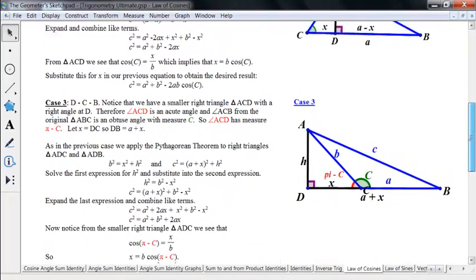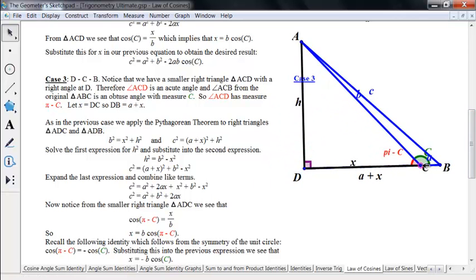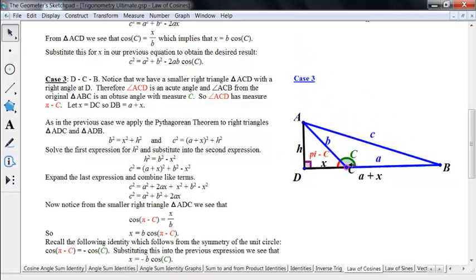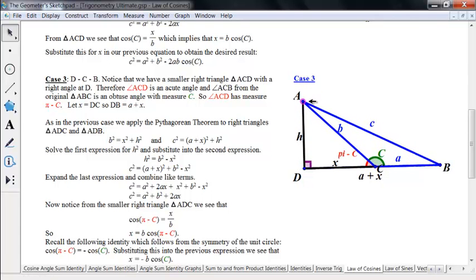Okay, now let's look at the next case. The next case is when we have point D out here. So C is actually between D and B, and we have this situation here. That's going to make angle C an obtuse angle. Angle at D is a right angle. And so this red angle you see here, angle ACD, is pi minus whatever C is for that angle. In this case we're going to let x be the distance from D to C, and then we know it's a from C to B, so we get a plus x from D to B.